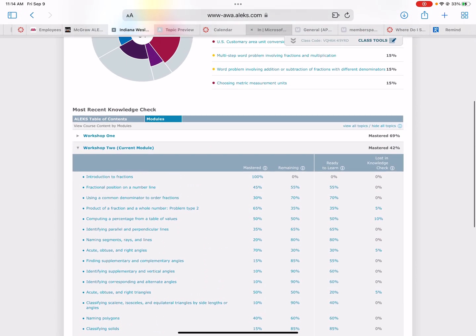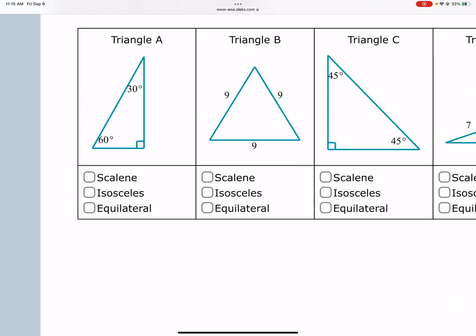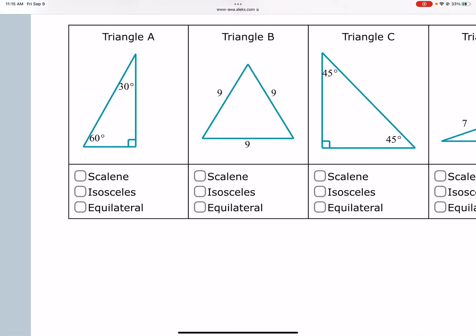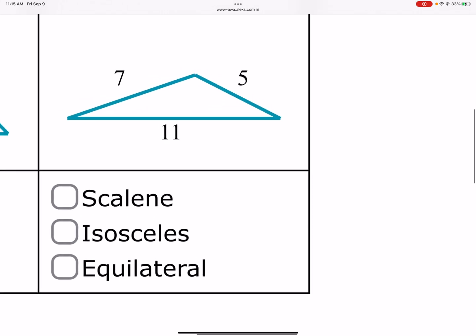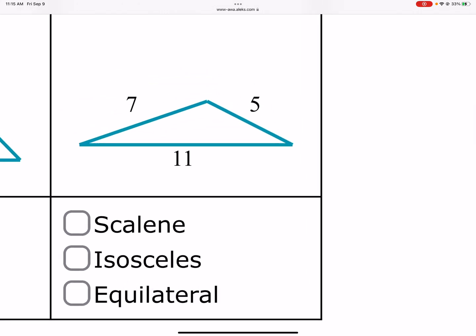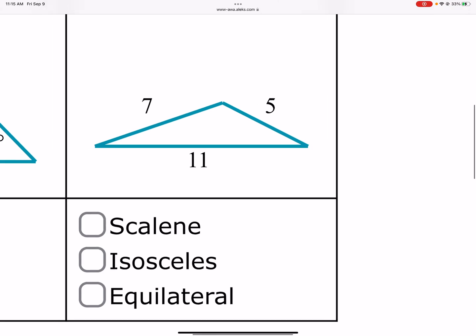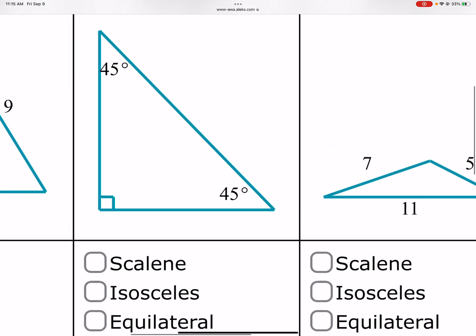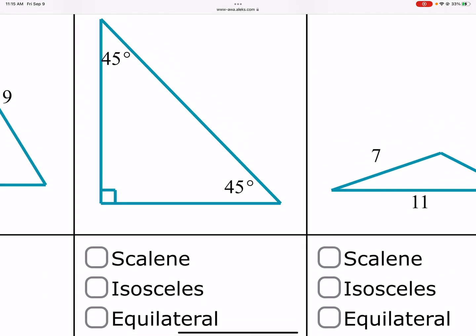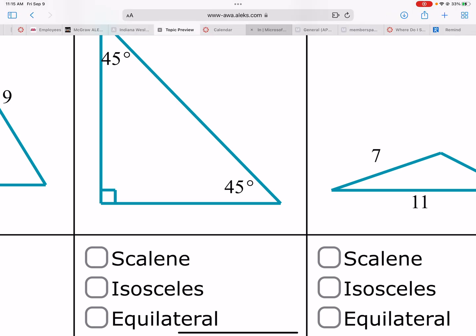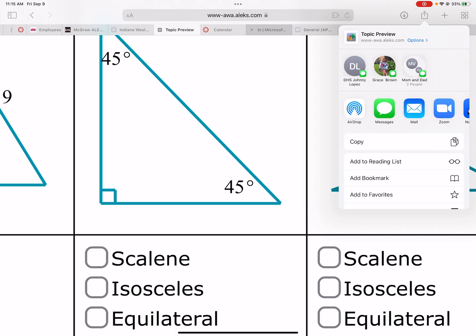Now let's classify different triangles. A scalene triangle, this one here is scalene. A scalene triangle is a triangle where no sides are the same and no angles are the same. So 7, 5, and 11, none of these are the same. A right triangle, we've talked about. Well, this is not only just a right triangle, this is also an isosceles triangle. This is a right isosceles triangle.